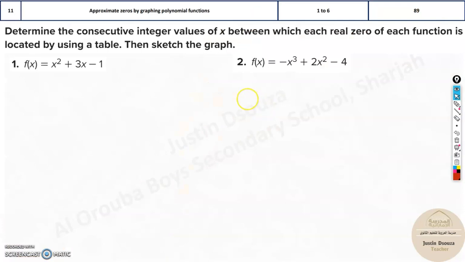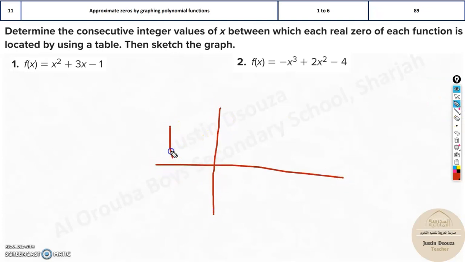Now we will continue. The 11th topic is to find the solutions, basically where the x value is, where we get real zeros. And then they have asked to sketch the graph. Too many words. Let me just break it down.